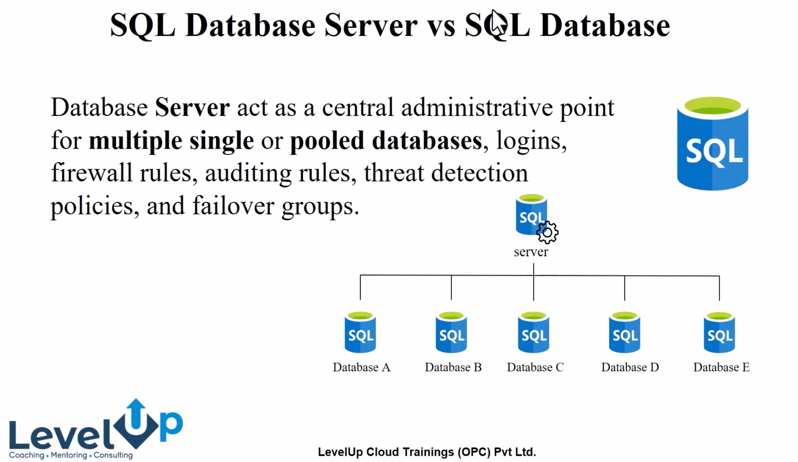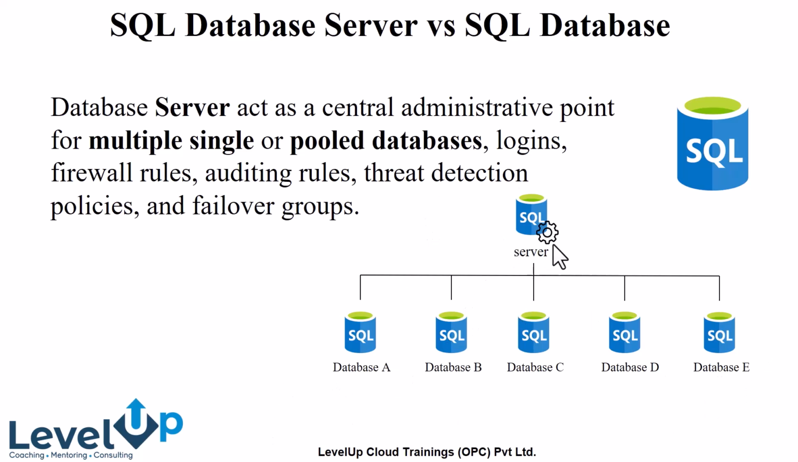Now, whenever we create a SQL database, the first and foremost thing that we have to create is something called a server. Now, what is a server? The database server acts as a central administrative point for multiple single or pooled databases. If I create one server, I can manage the firewalls, auditing rules, threat detection, policies, and failover groups for all the databases that we have.